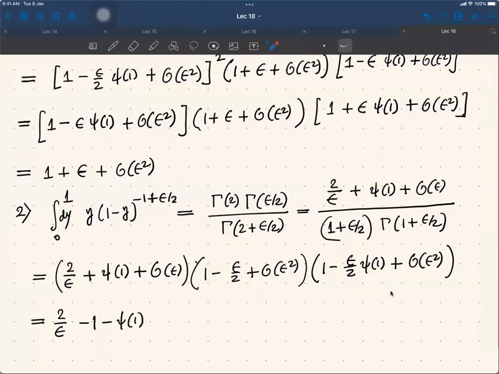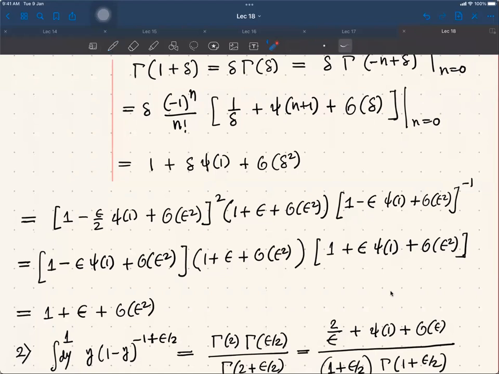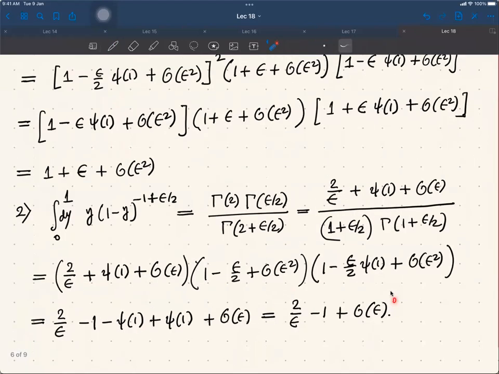Then the order 1 term can be obtained by psi 1, 1, and 1. So that is plus psi 1. Any other term will be order epsilon or higher. So it is 2 by epsilon minus 1 plus order epsilon. That is the pole structure for the y integral, and the x integral is finite. This is the x integral, which is finite, and this is the pole structure for the y integral.